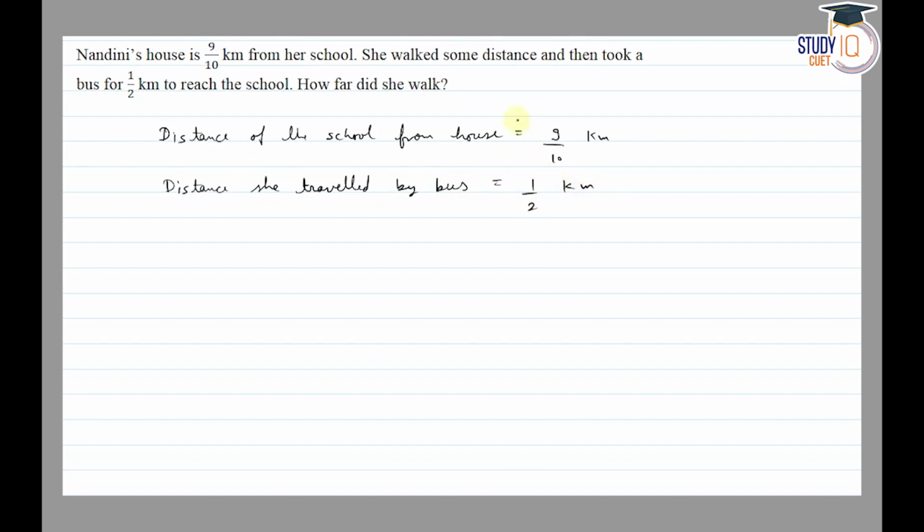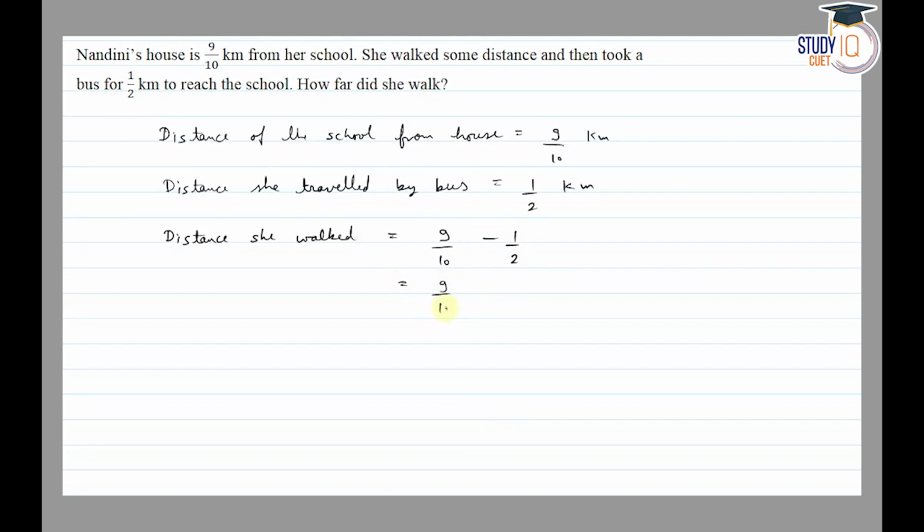So we have to find out how far she walked some distance. So the distance she walked will be the total distance of the school from the house minus the distance traveled by bus. So it will be 9 by 10 minus 1 by 2.